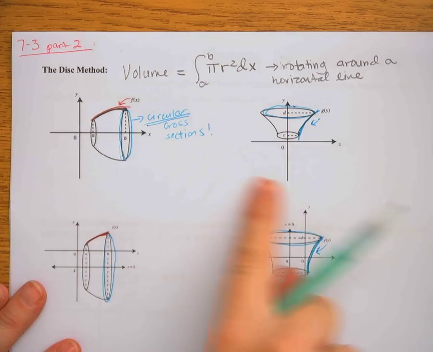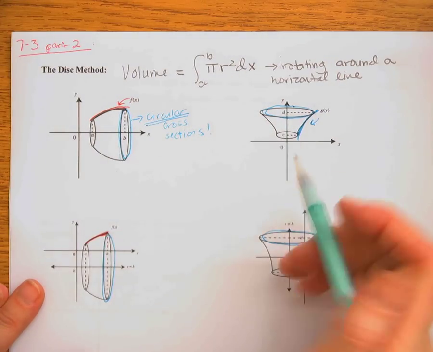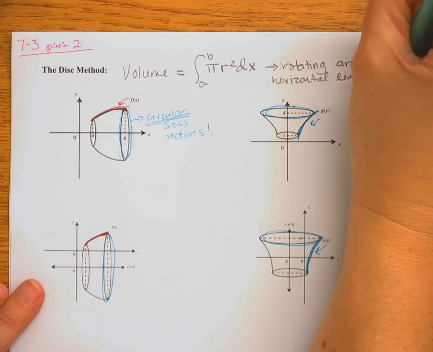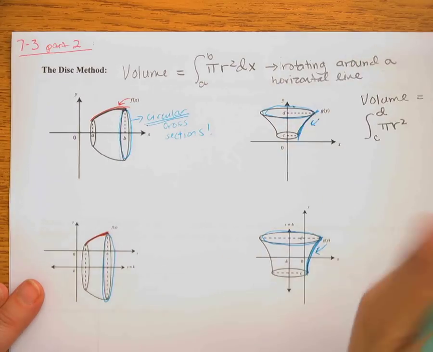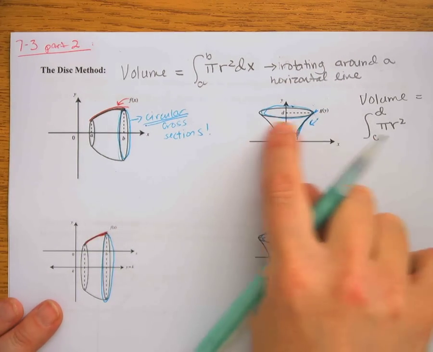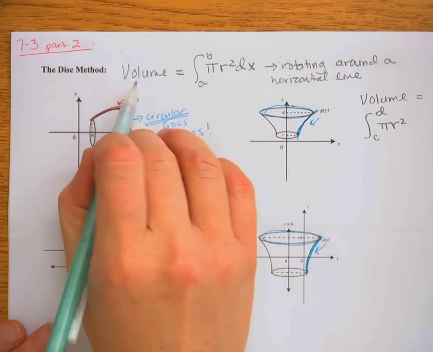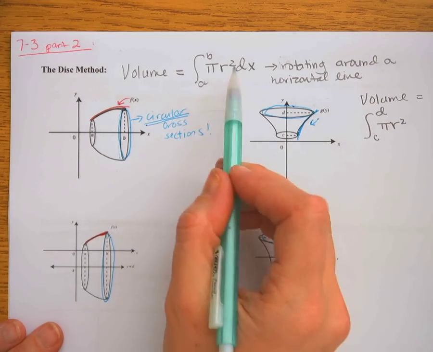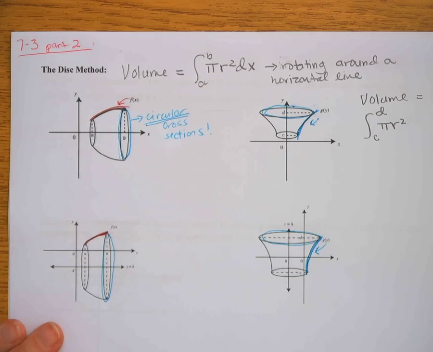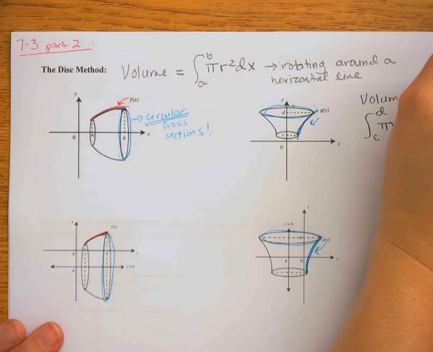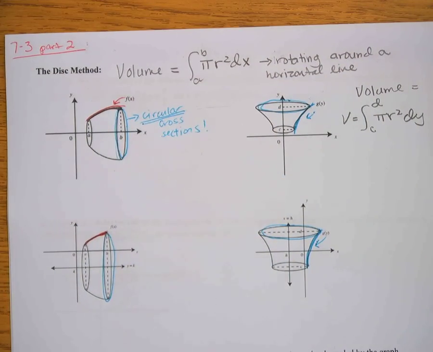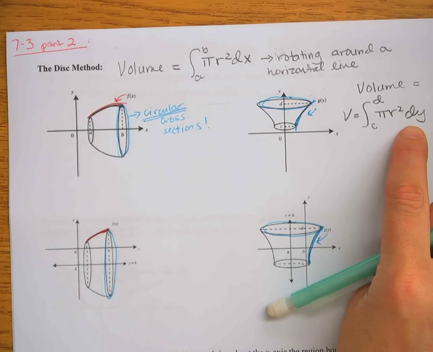Okay, and then this one here, these have been rotated around vertical lines, so there's a slight difference there. Notice it's still pi r squared though, because this is still the area of a circle. Basically, volume is the accumulation of all the areas of the cross sections, and since the cross sections are all circles, the areas of the cross sections would just be pi r squared. It's just that in this case, I'm integrating with respect to y. So volume would equal the integral of all of those areas of circles with respect to y.